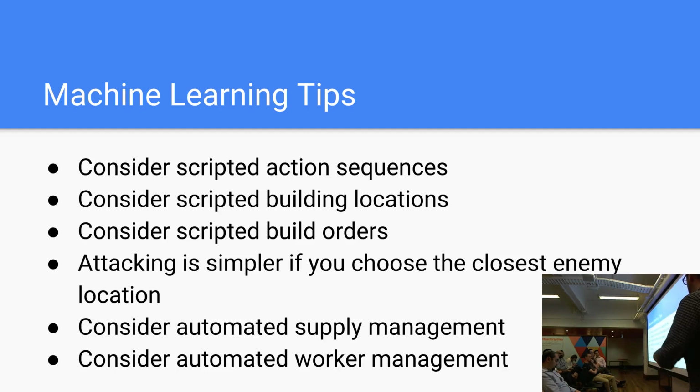Then attacking is simple if you choose the closest enemy location. I won't go into it in too much detail here, but I am going to write a tutorial about this. There are some tools built into PySC2 that let you look at all the coordinates of the enemy and find out which one is closer. If you do any sort of coordinate mapping, you should be able to figure that out fairly easily. And if you just choose the one that's closest to your base, that's actually a pretty good attack method.